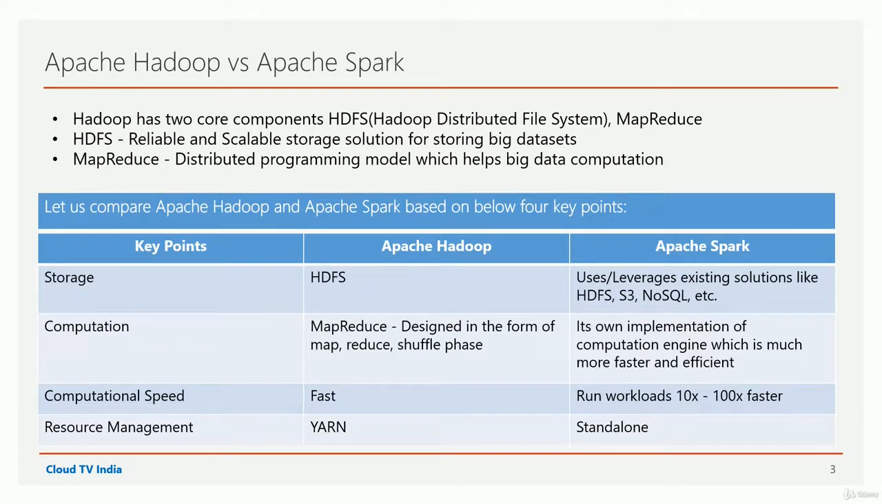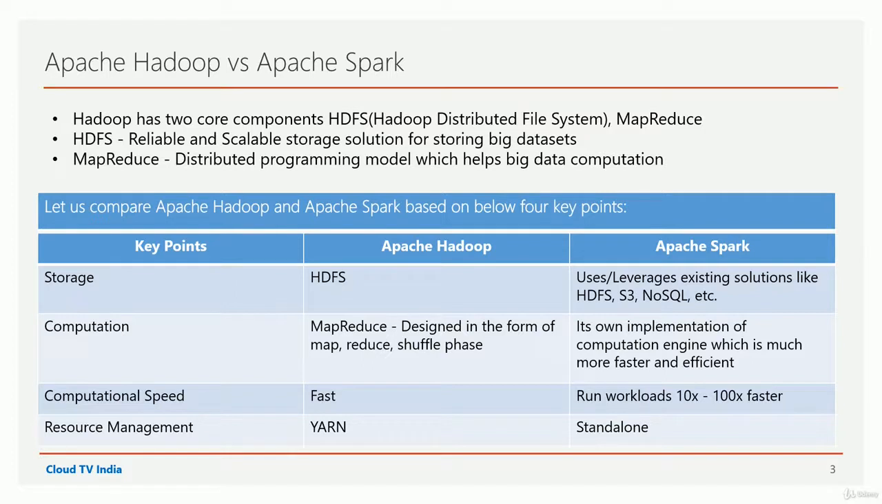So Hadoop has its own distributed storage component. But Apache Spark does not have any storage component. Apache Spark is only meant for computation. It has only a computation framework. It doesn't have any storage framework, but it leverages existing solutions like HDFS, S3, and NoSQL databases like HBase, MongoDB, etc. Even some RDBMS sources, it has connectors. So that's how the storage part is taken care of.